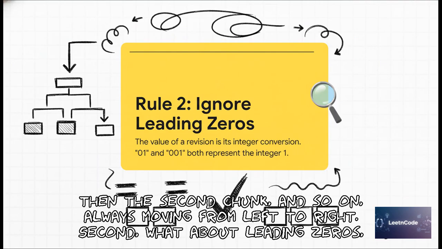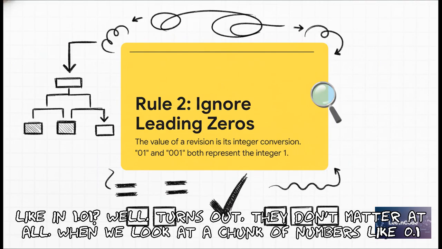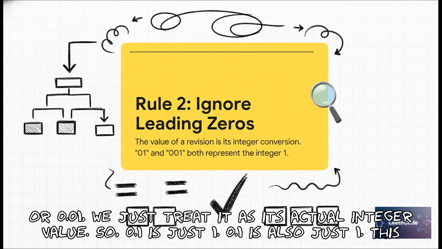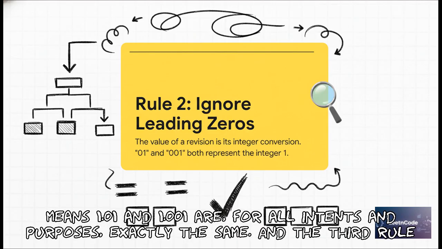Second, what about leading zeros, like in 1.01? Well, turns out they don't matter at all. When we look at a chunk of numbers like 01 or 001, we just treat it as its actual integer value. So 01 is just 1. 001 is also just 1. This means 1.01 and 1.001 are, for all intents and purposes, exactly the same.